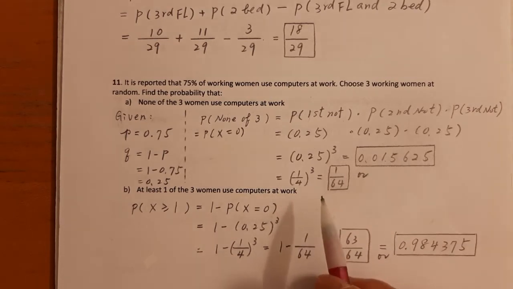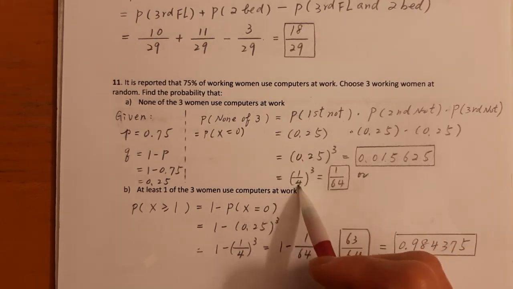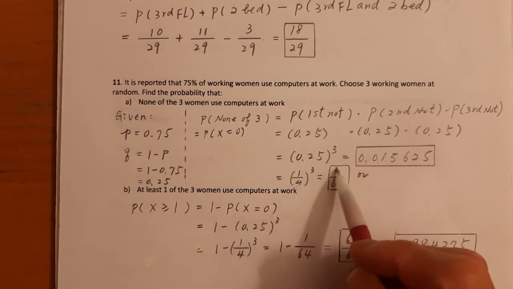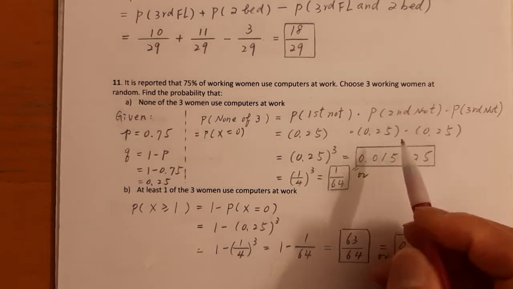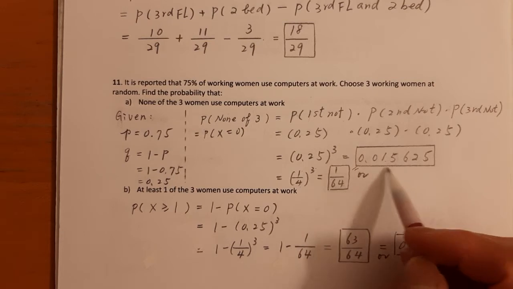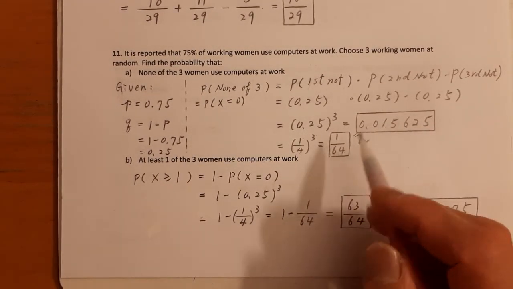0.015625. Or because 0.25 is 1/4, 1/4 to the power 3. 1 to the power 3 is 1. 4 to the power 3 is 64. And you can answer in fraction or in decimal. In fraction it is 1/64.